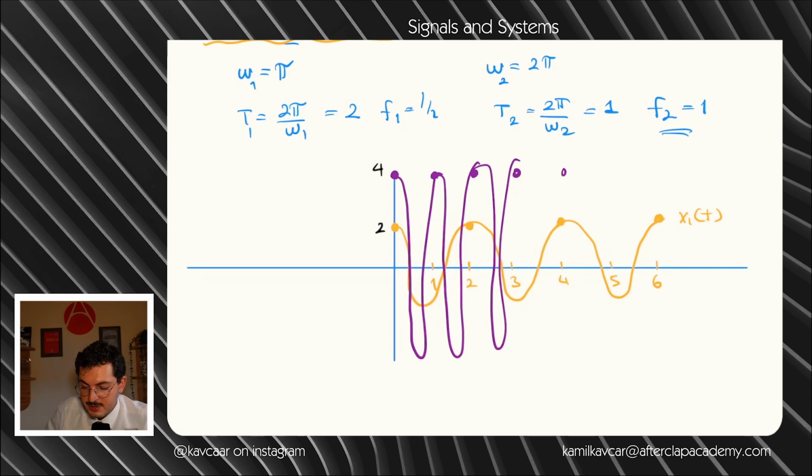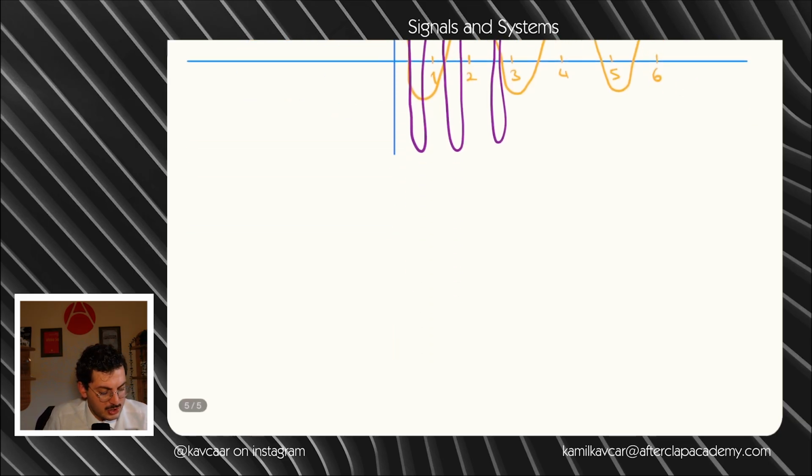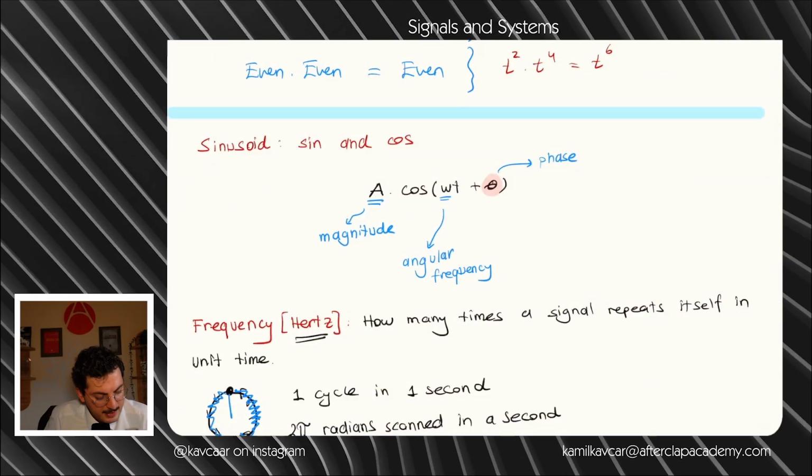So what about the phase difference? Phase difference is just the shifting in time axis. In here we have, as you can see, theta, which is the phase. Phase is just a way of shifting your signal to the left or to the right. It's quite easy. It's an easy concept.